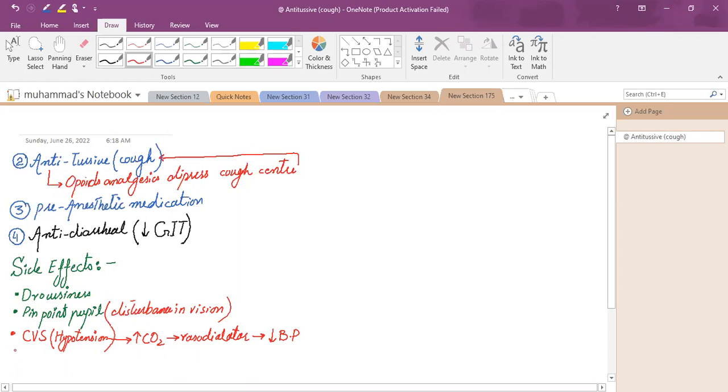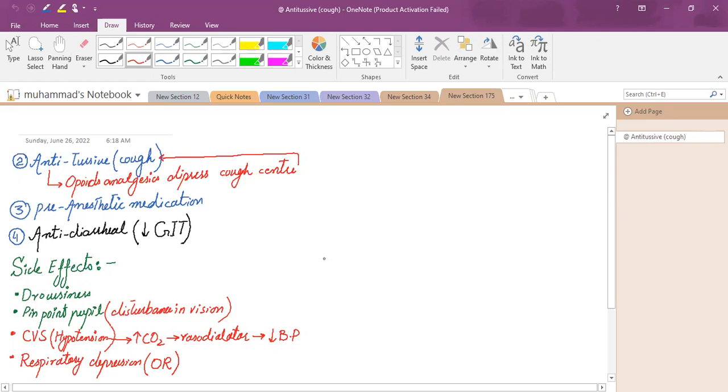Next is respiratory depression. Opioid receptors are present in the respiratory center of the medulla. So when opioids are used, opioid receptors become activated in the respiratory center, and they compromise the neuronal flow of the respiratory center towards the respiratory organs. So in this way, the respiratory system becomes disturbed, or respiratory depression.